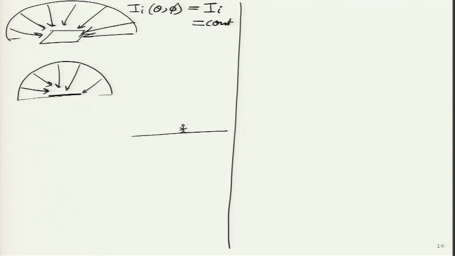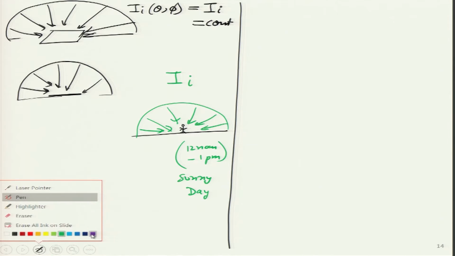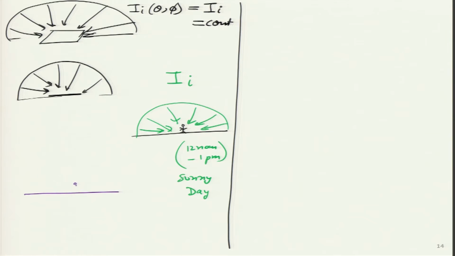Can he claim that for him I is constant, which means can he write that in all directions the incident radiation intensity is constant, on flat ground during the afternoon, around maybe 12 noon to 1 p.m. on a sunny day? That is the first question. Second, can he claim the same thing during a cloudy day, when a lot of clouds are there?